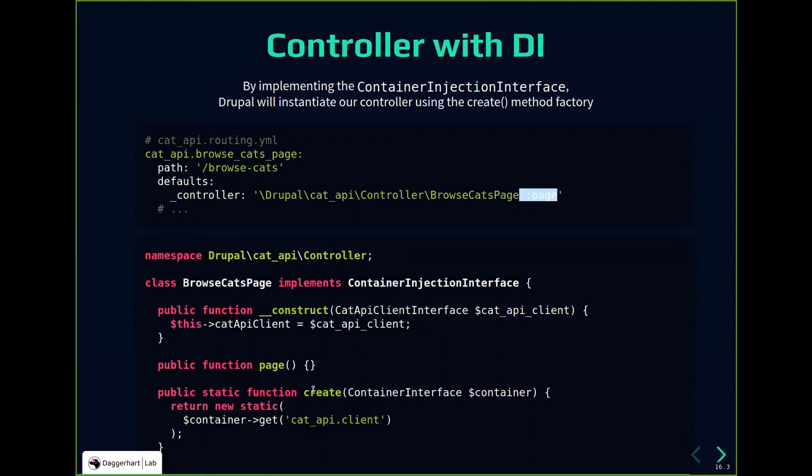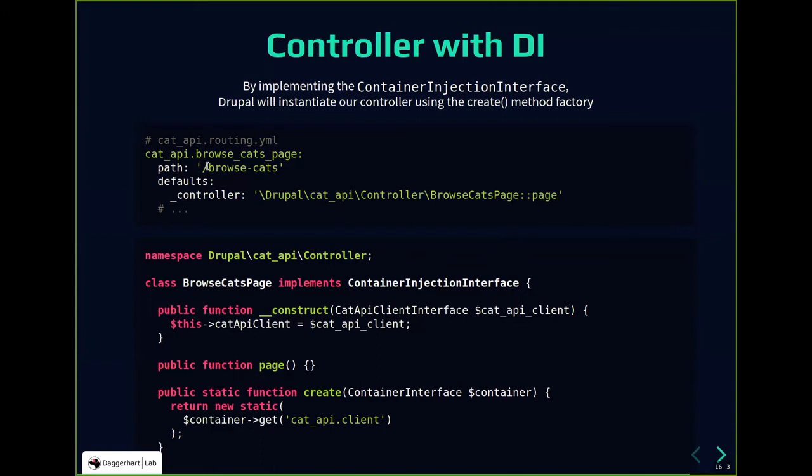It runs this create method. And then it says, okay, now I have an instance of this class browse cats page that I can send the visitor to. So then it runs colon page. I understand the confusion here and I apologize, but this colon page doesn't have anything to do with the creation of the class itself. It's the part of the class that Drupal will send this URL to.